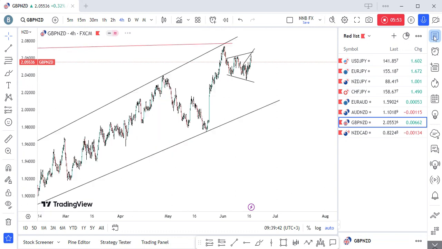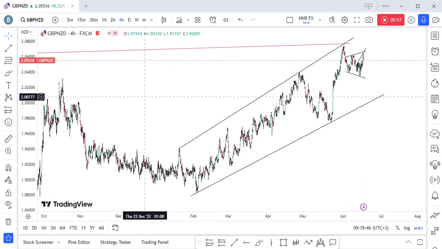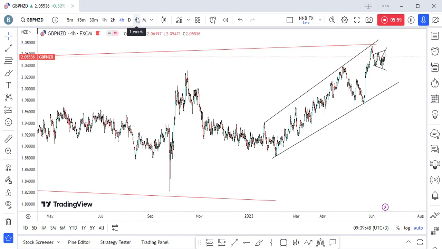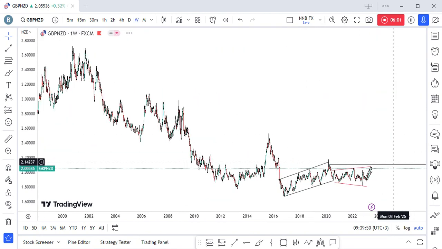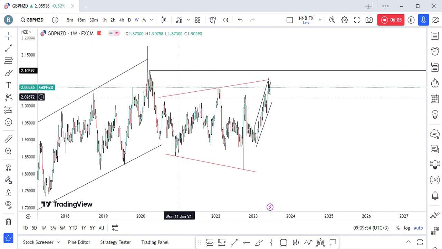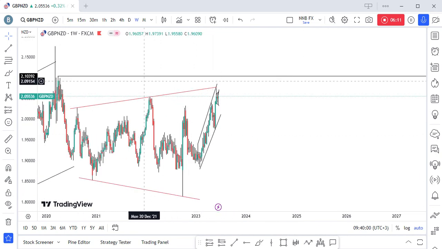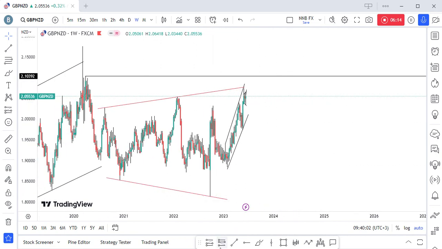The next pair is Great Britain pound against the New Zealand dollar. If you go to the weekly time frame, you can see that it is forming an expanding triangle which had been touched by the market the first time, second time, and here there's a double top area up here.